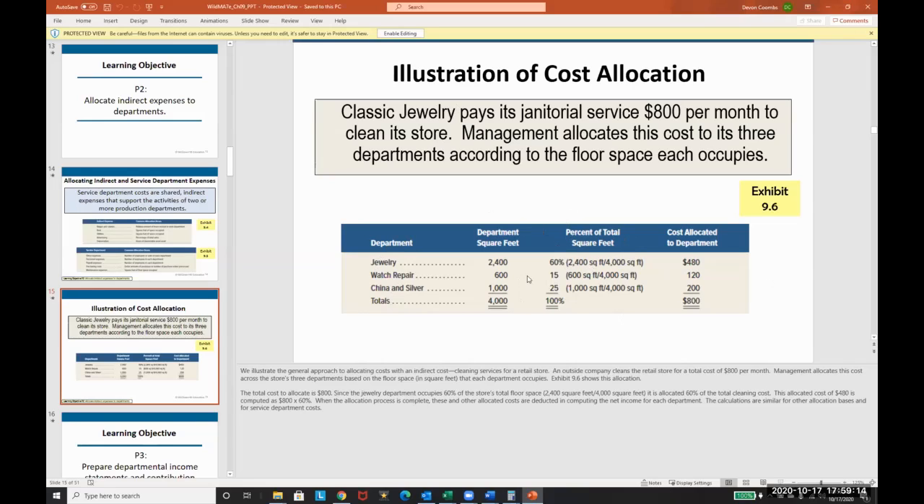We take the percentage of square feet, starting with jewelry. It has 60%, with 2,400 square feet over the 4,000. We get 15% for watch repair from 600 divided by 4,000, and 25% for china and silver from 1,000 divided by 4,000. And we multiply these percentages by the total cost. So 60% times 800 gives us 480. 15% times 800 gives us 120, and 25% times 800 gives us 200. The total allocated base always ties and agrees to the total amount per month. And so then we have a fair indirect cost allocation based on department.